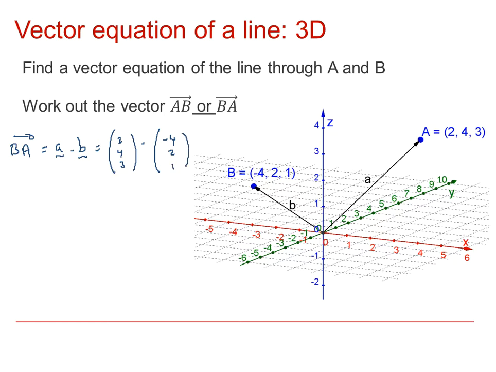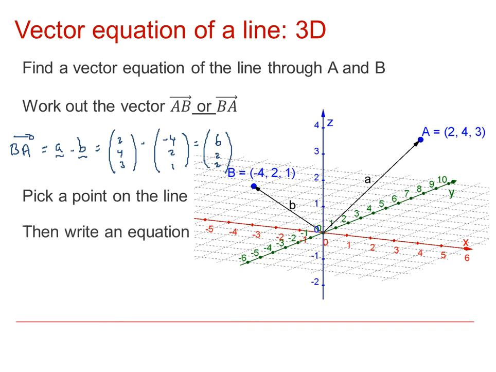And that gives us a direction vector of, I beg your pardon, of 6, 2 and 2. Once we've got our direction, then we simply need to pick a point on the line. We can use B or A, so it doesn't matter which one we do. And once we've done that, we can write down the equation.